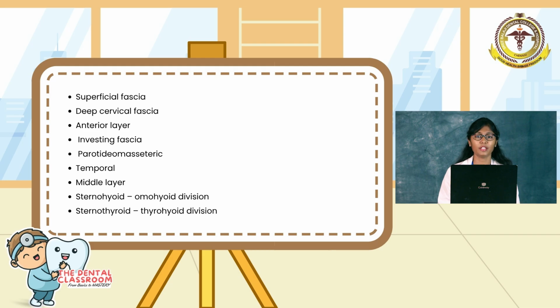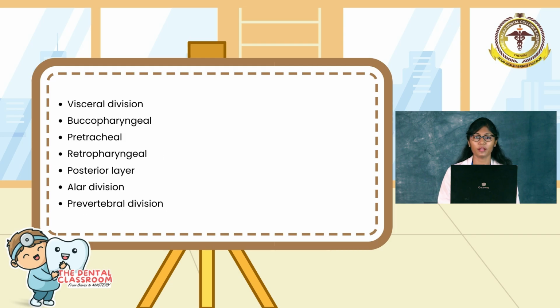The muscular division includes the sternohyoid, omohyoid, sternothyroid and thyrohyoid layers, while the visceral division consists of the buccopharyngeal fascia surrounding the pharynx, pretracheal fascia enclosing the trachea and thyroid gland, and the retropharyngeal fascia located behind the pharynx. The posterior layer contains the alar fascia, which is a thin layer between the retropharyngeal and prevertebral fascia, and the prevertebral fascia itself covers the vertebral column and associated muscles.